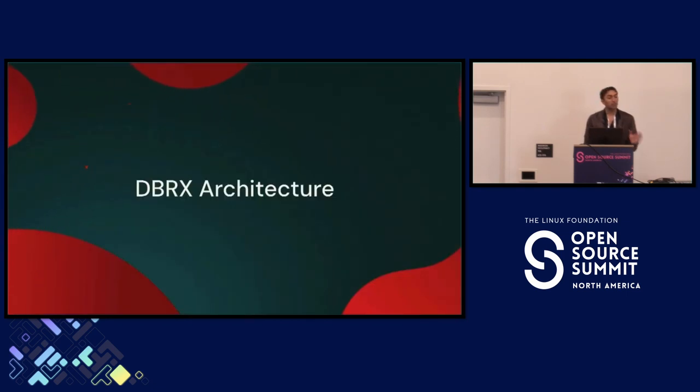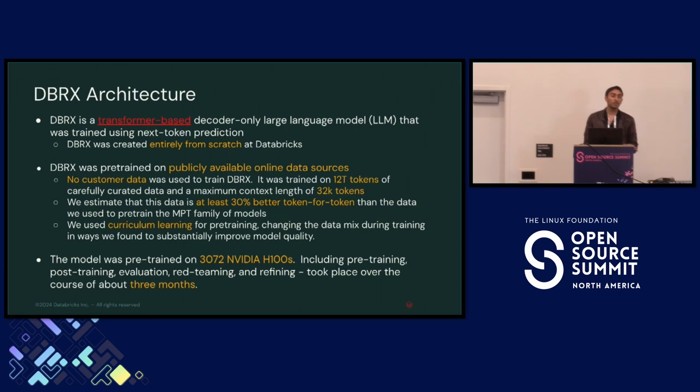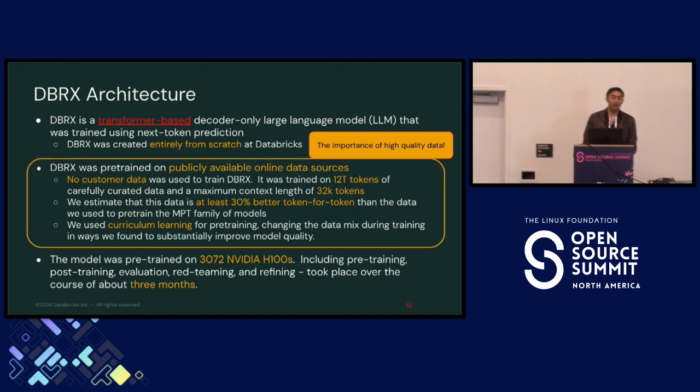But we can first dive into the architecture. We did a lot of really interesting things there to make this model state-of-the-art quality. So it's still a transformer-based architecture. And there's a lot of technical terms here, but basically it's the same as all the other open source LLMs, right? It was created entirely from scratch by us. One thing I wanted to call out is it was pre-trained on publicly available online data sources. We did everything by the books here. No customer data was used to train DBRX.